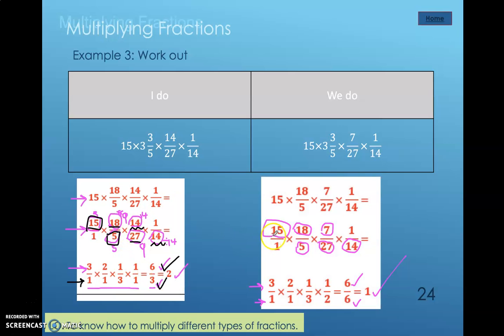Here we go again, just practicing spotting those patterns. So our 15 and our 5 both divisible by 5. Our 18 and 27 are both divisible by 9. And our 7 and our 14 both divisible by 7. So if we divide all those, cross simplify, then all we have to do is times our numerators together to get 6, times our denominators together to get 6. So our answer is 1. You can copy that down.